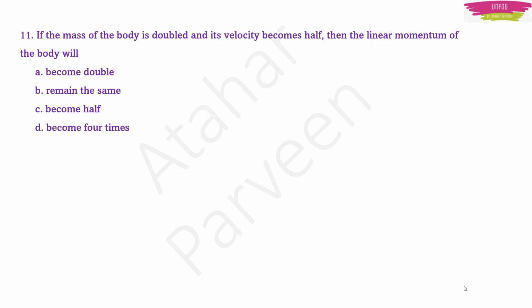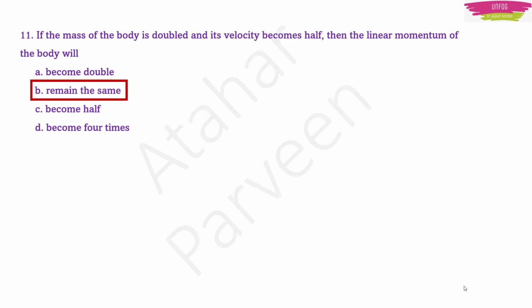The question is, if the mass of the body is doubled and its velocity becomes half, then the linear momentum of the body will. This is such an interesting question. We know that momentum is equal to mass into velocity. They are telling that mass became doubled, means write 2 in place of m, and velocity became half, write half in place of velocity. 2 into half, 2 will get cancelled, right? So momentum will be equal to 1, means it did not change. As it is there. Correct? That's why we can say that momentum will remain the same.